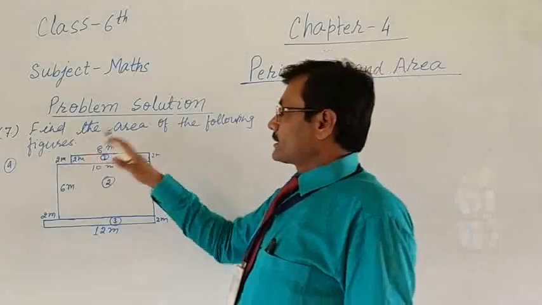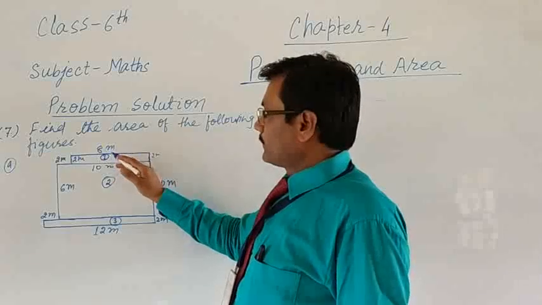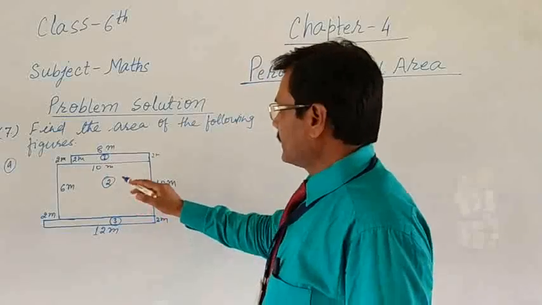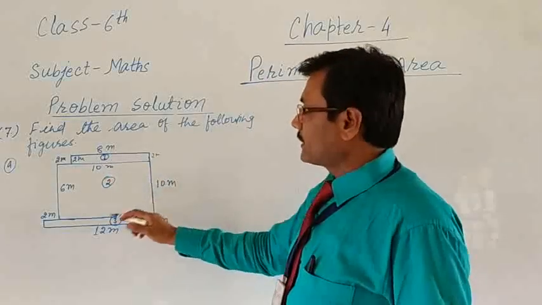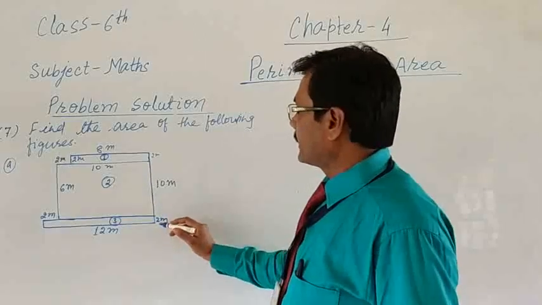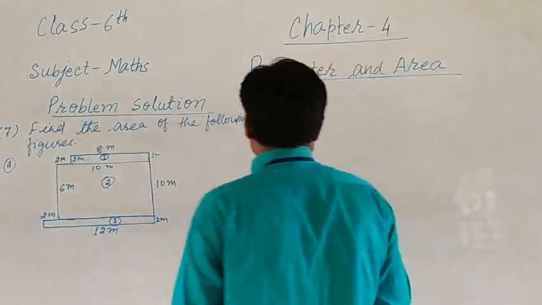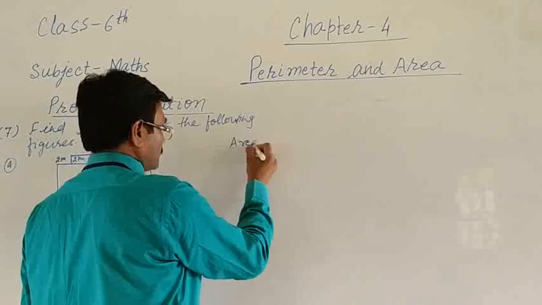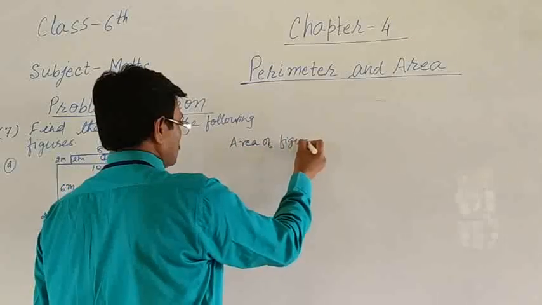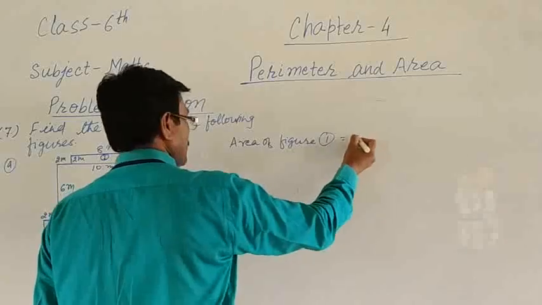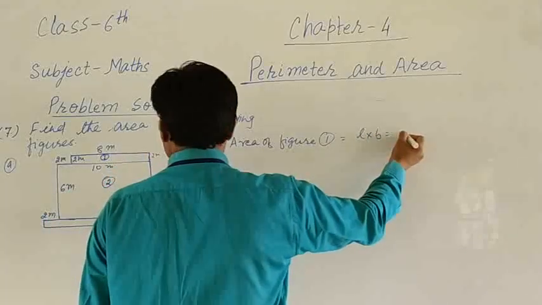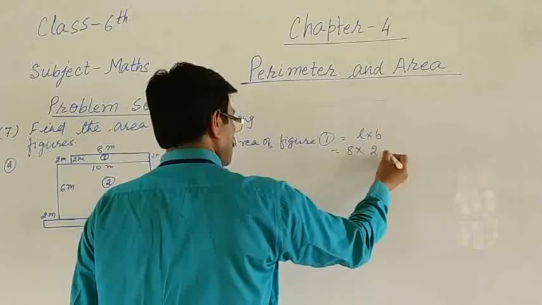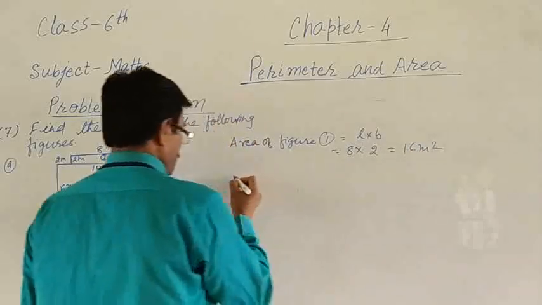Now students, in this figure the length of first figure is 8 meter, while breadth is 2 meter. In second figure, length is given 10 meter and breadth is 6 meter. And in third figure, length is 12 meter and breadth is 2 meter. So we find area of this figure. So area of first is equal to length into breadth, means 8 into 2 is equal to 16 meter square.